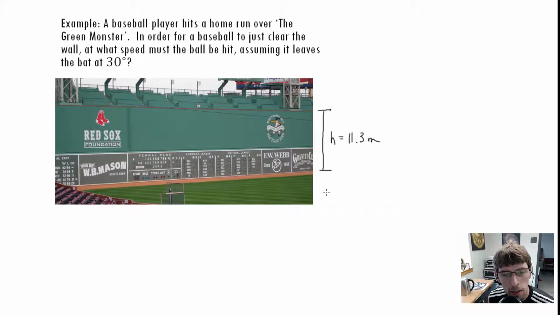So I'll put 94.5 meters away. Okay. So that's the question. A baseball player hits a home run over the green monster, which is a height of 11.3 meters and 94.5 meters away, in order for a baseball just to clear the wall. Okay, so let's highlight this as a verbal, just clear. Okay, so we're not talking about some monster hit. We're talking about just barely gets over. At what speed must the ball be hit, assuming it leaves the bat at 30 degrees? Cool. Ready to hammer away at this?